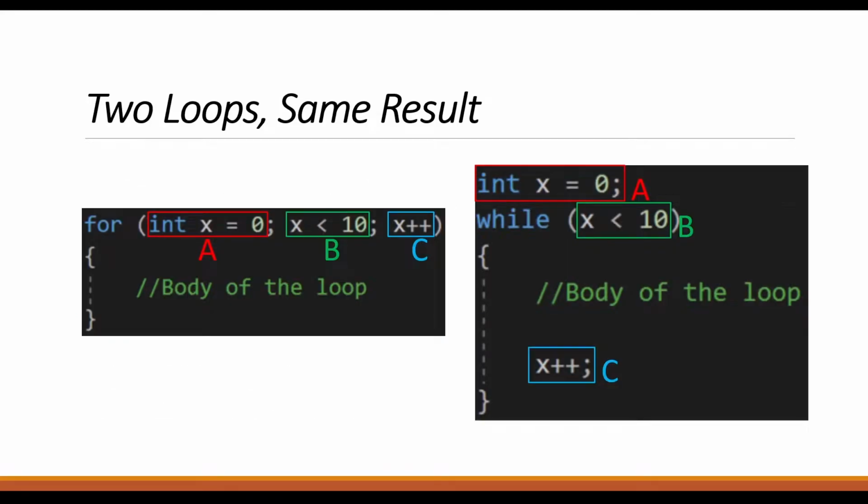So if we compare this while loop, as we see on the right, with the for loop that we see on the left, you can see that the first part is equivalent to determining the value of a variable before the loop starts. The second part is the condition for the loop to repeat. And the third part is what happens at the very end after anything else.